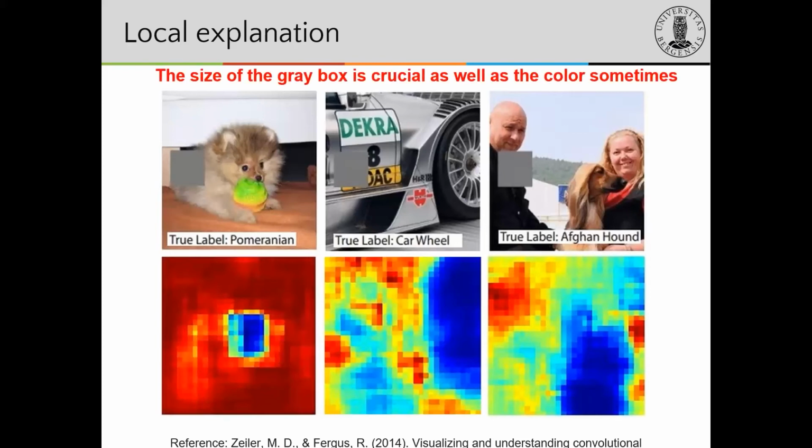When you use this technique, you need to be careful in choosing the size of the gray box. You can imagine, if the box is super small, like 1 pixel, then everywhere will be not important. If it's super big, then everywhere will be important. The color of the box is also important and depends on the pictures you use. Here I use a gray box, but if you use other types of images, you need to keep this in mind.